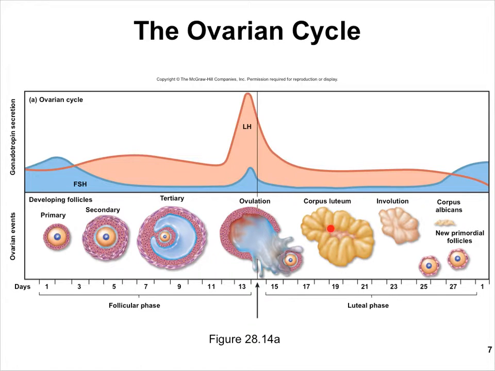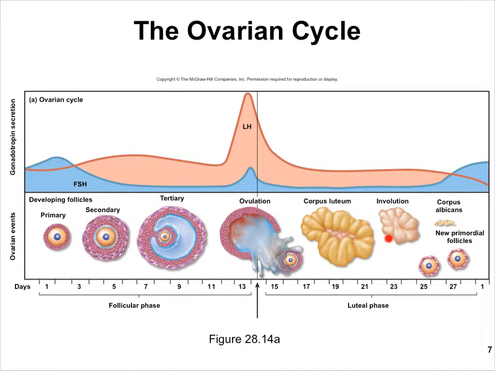Over the course of the second half of the ovarian cycle, the corpus luteum will degenerate, undergoing a process called involution, where it basically shrinks and starts to secrete less and less hormones, eventually ending up as this corpus albicans, or white body, which is basically just a little bit of scar tissue.